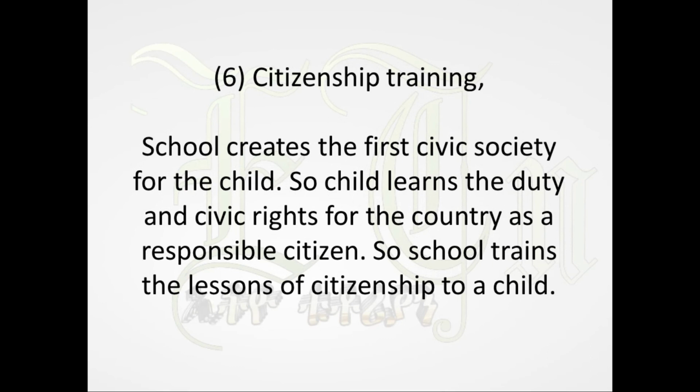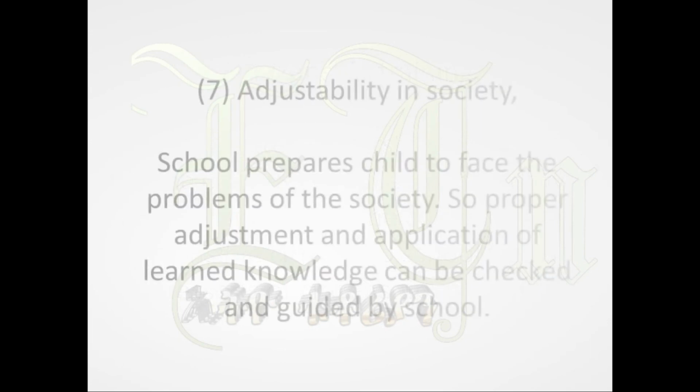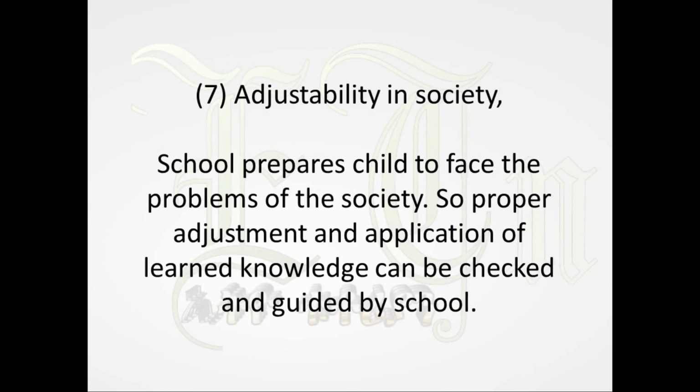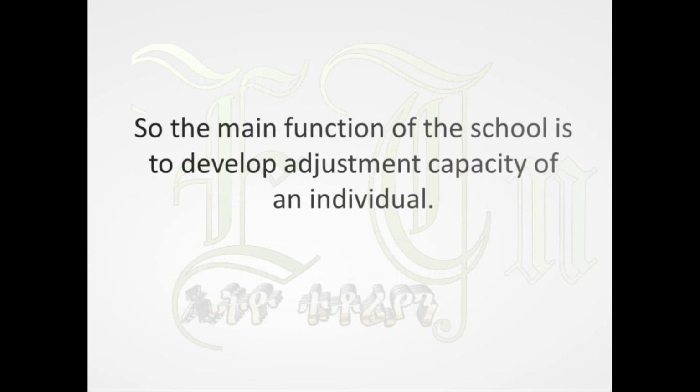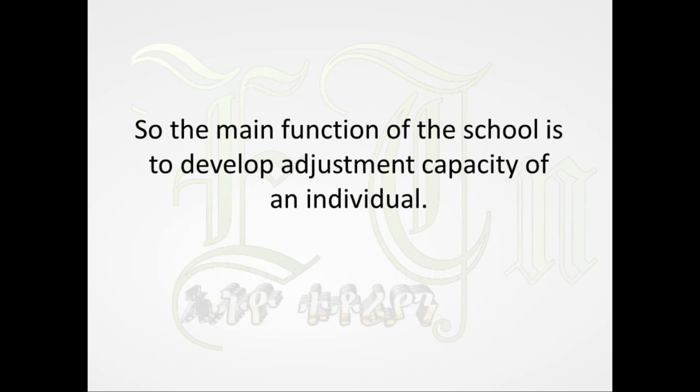6. Citizenship training. School creates the first civic society for the child. So the child learns the duty and civic rights for the country as a responsible citizen. So school trains the lessons of citizenship to a child. 7. Adjustability in society. School prepares the child to face the problems of the society. So proper adjustment and application of learned knowledge can be checked and guided by school. So the main function of a school is to develop the adjustment capacity of an individual.